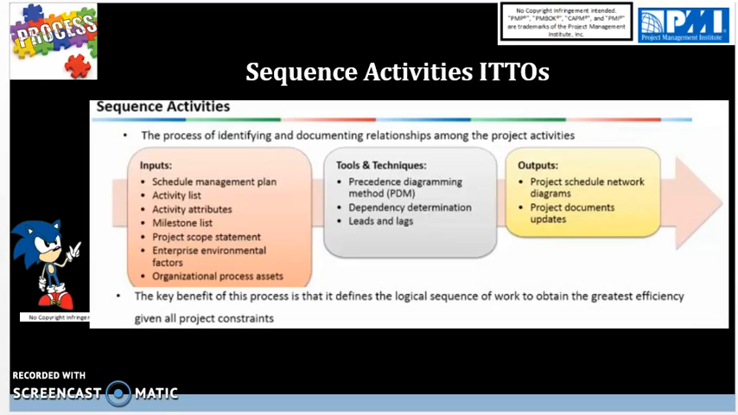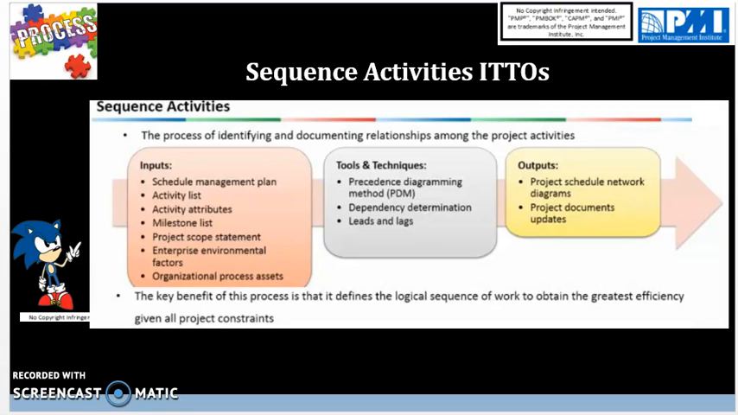And also, the key benefit of this process is that it identifies and defines the logical sequence of work to obtain the greatest efficiency given all project constraints. The outputs are going to be the project schedule network diagram and project document updates. We'll be going over the project schedule network diagram in the next video, part 2 of the series, and it will give a more clear picture as to what we're doing.